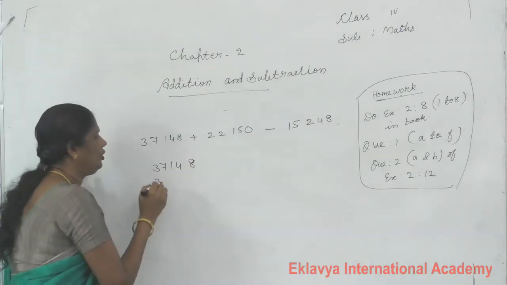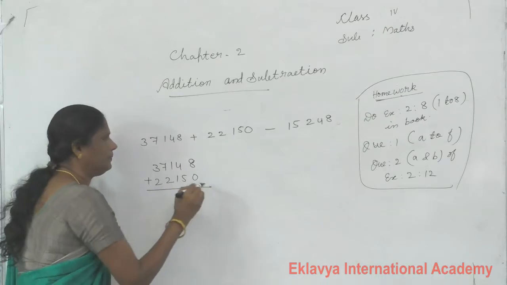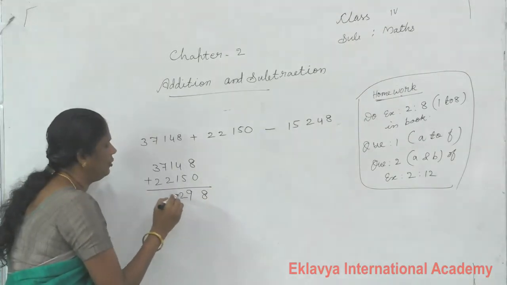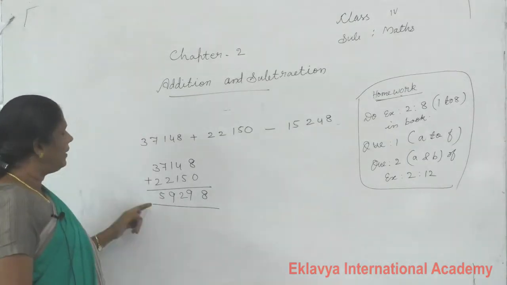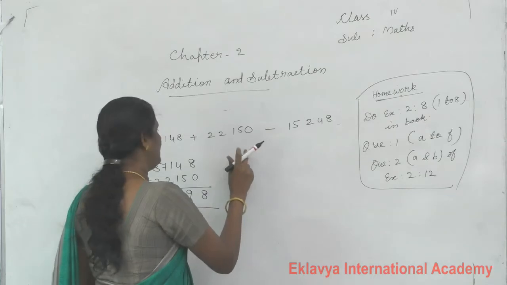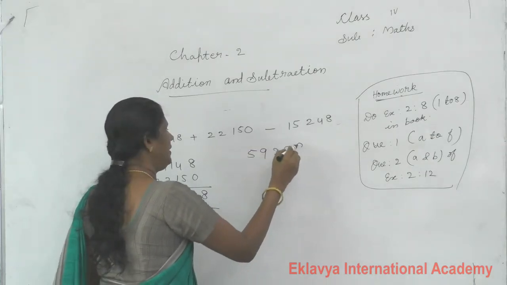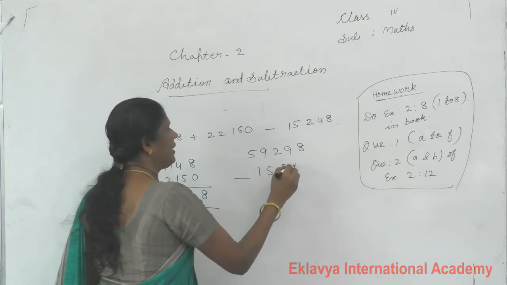37,148, 22,150. Add these two numbers. Understand? 8, 9, 2, 9, 5. Then we write this answer here, the sum right here. 59,298 minus 15,248.